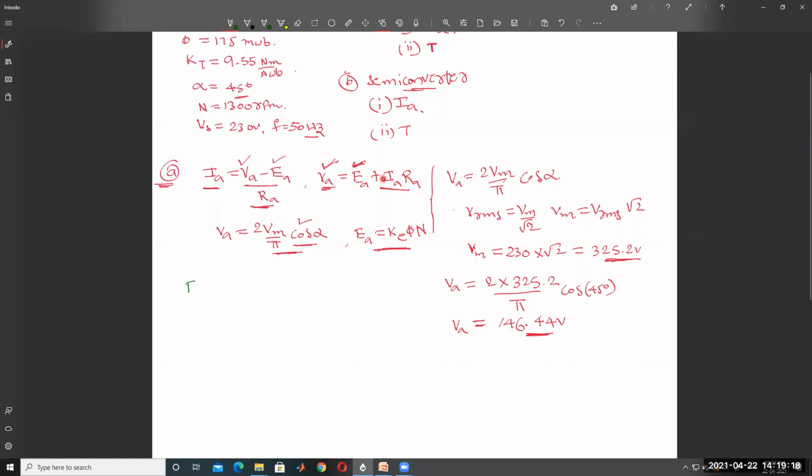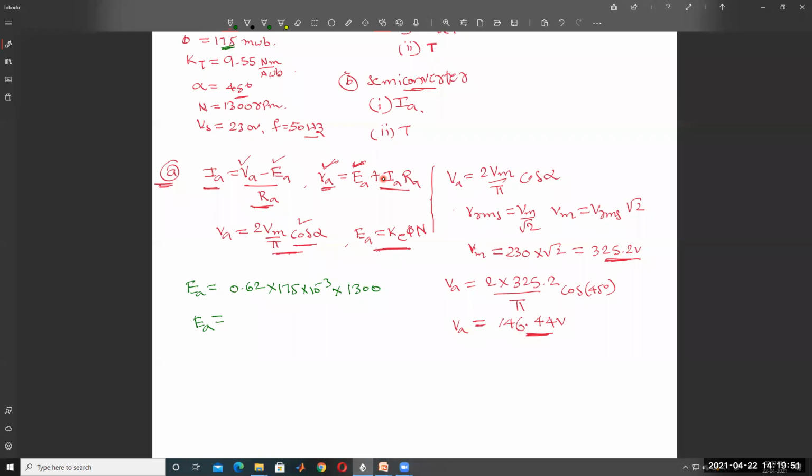So EA is equal to K into phi, that is equal to 0.62 into 175 milliwebers, 175 into 10 to the power of minus 3, into N, 1300 RPM. Then you will get back EMF.